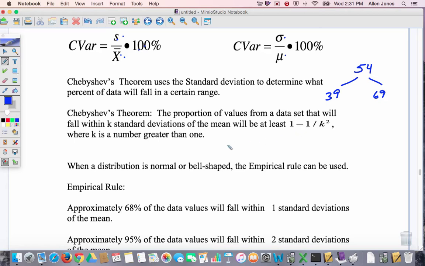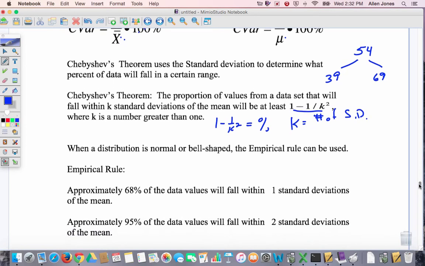Chebyshev's theorem says that percent is 1 minus 1 over k squared. You can see that written here. I'm going to write an equation that equals the percent of values that fall between there. The key here is that k is a number of standard deviations. So how many standard deviations are we above or below that mean? That's what k is. We use that to calculate what percent are going to fall between these two values of 39 and 69.